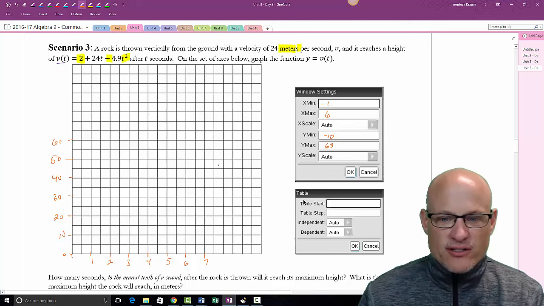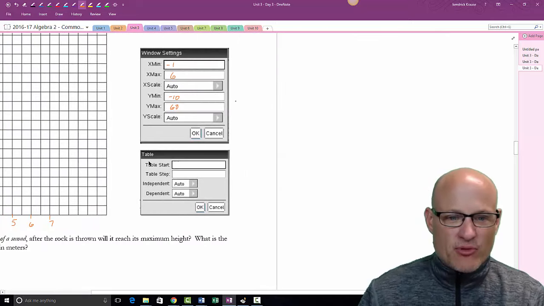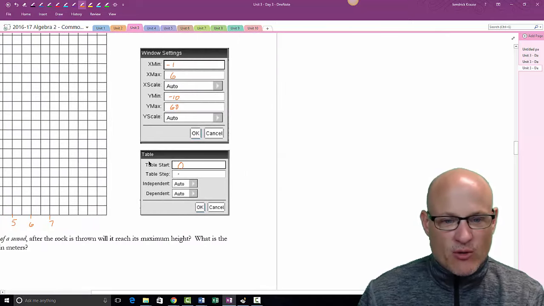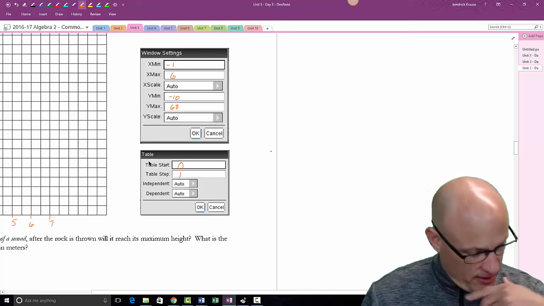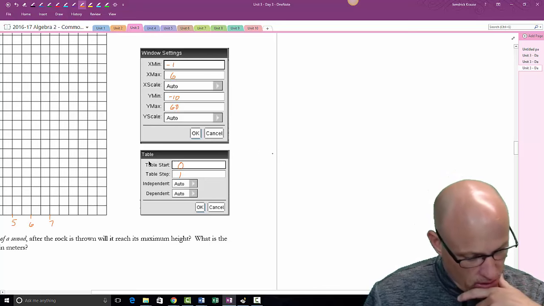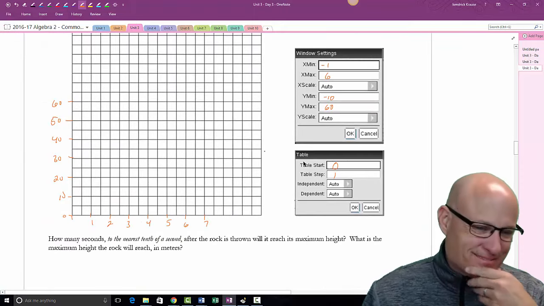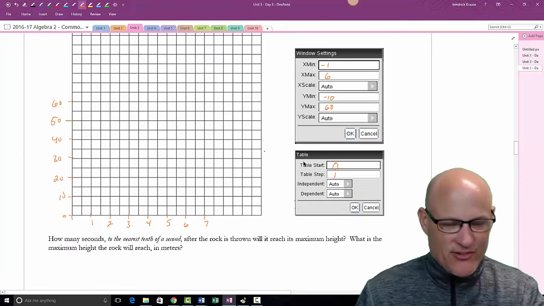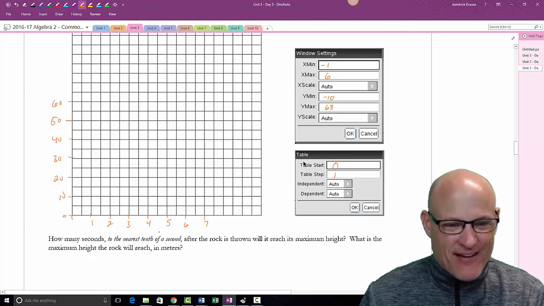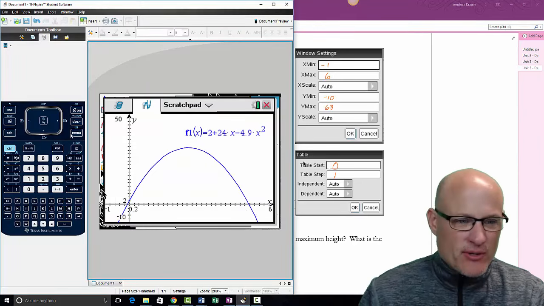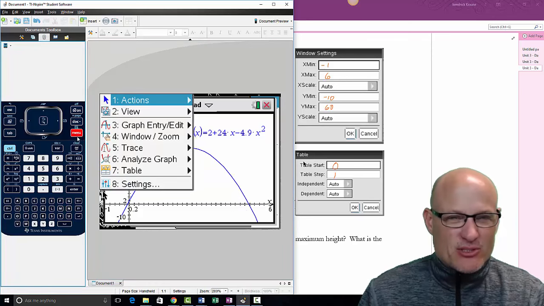All right. So down here where it says, what do you want your table to start at? I want it to start at 0 and I want it to count by 1s. I don't really want to count by anything less than 1s. Hold on a second. I'm only using half the graph here. Let's see. 1, 2, 3, 4, 5, 6, 7, 8, 9, 10, 11. Let's see what this number is. I'm going to go to menu. Remember how we get there? Remember it's called a zero.